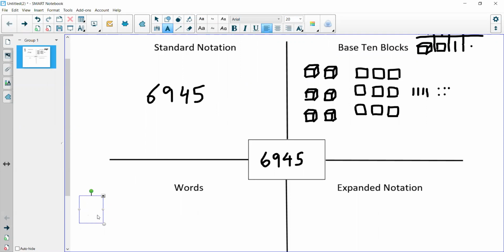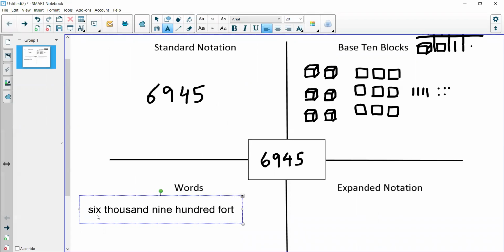So for 6,945, I'm going to write 6,900, and then I'm going to write 40-5 because I want to have a dash in between the tens and the ones. This is how you write 6,945 in words.